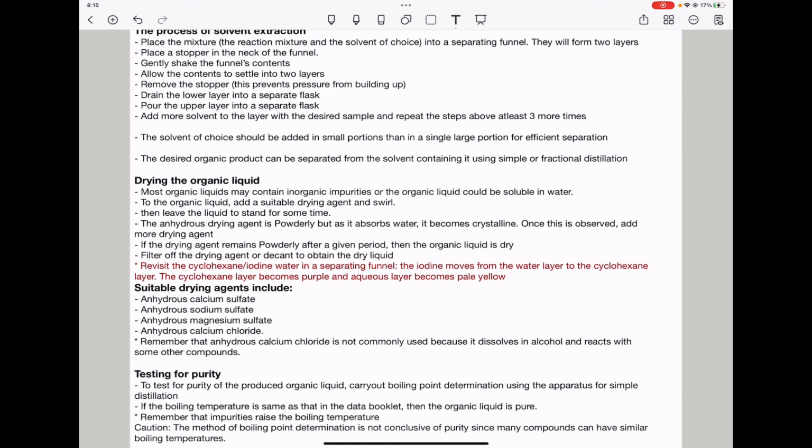Please revisit the separation of iodine from water into the cyclohexane layer using a separating funnel. The iodine moves from the water layer to the cyclohexane layer. Of course, you should know that iodine is more soluble in the organic solvent than in the aqueous solvent.